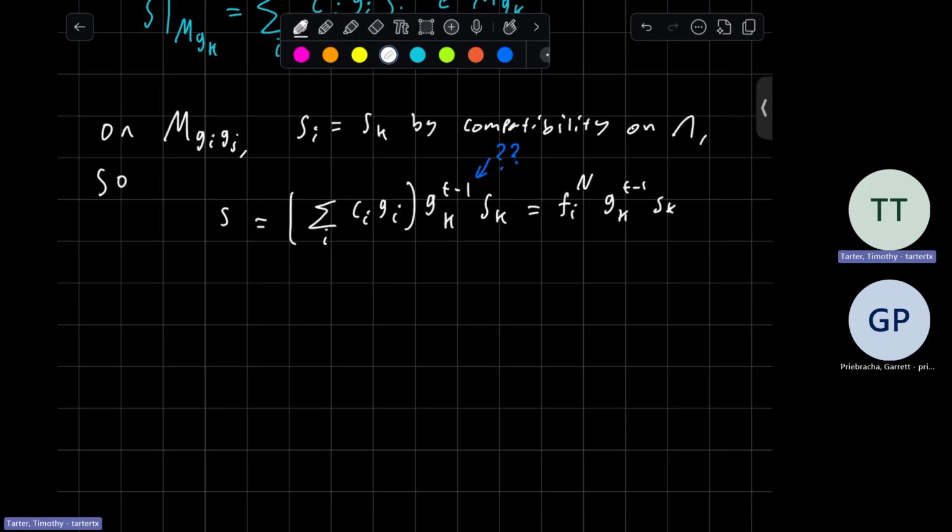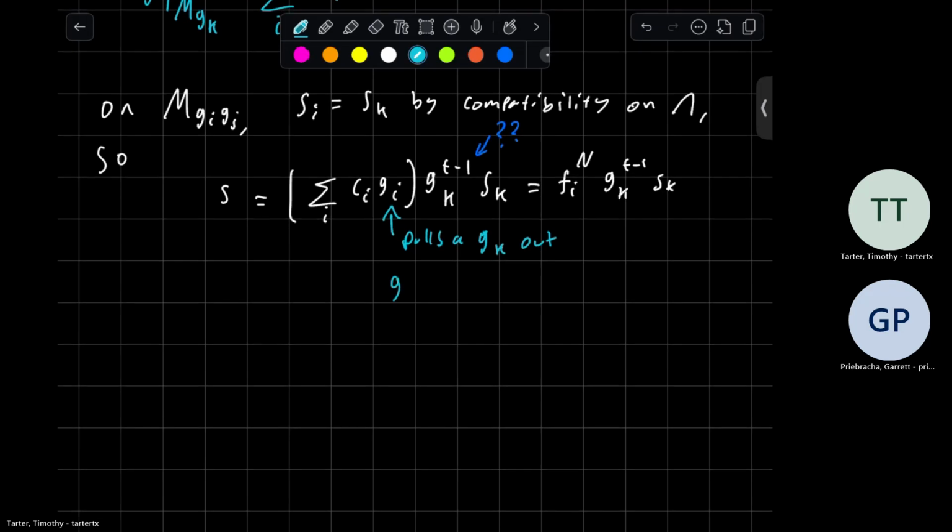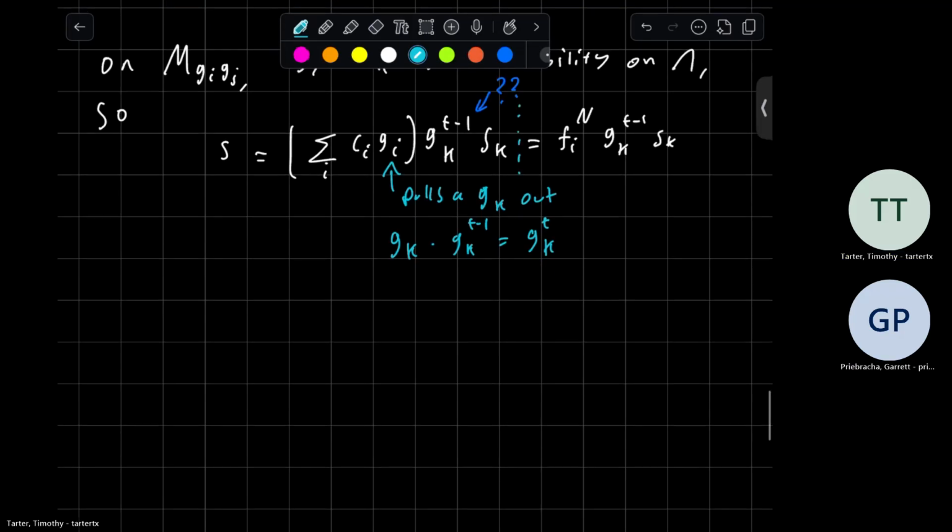Oh, because we're pulling a GI out. See? Like there's a GK times GK to the T minus 1 equals GK to the T. Does that make sense? Yes. Okay, that makes sense.